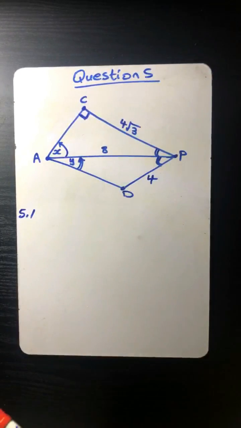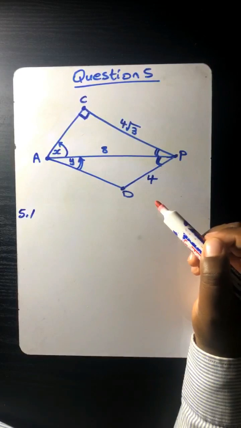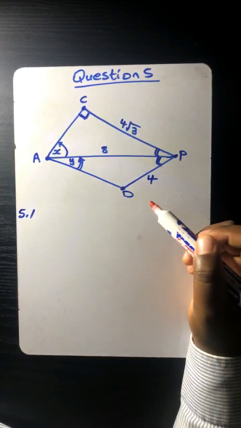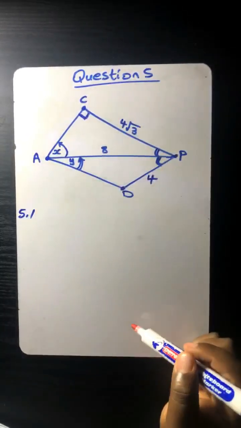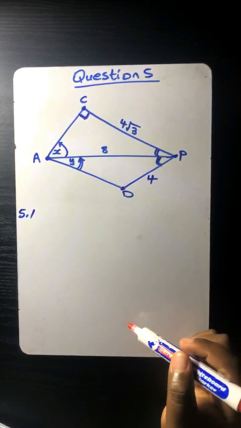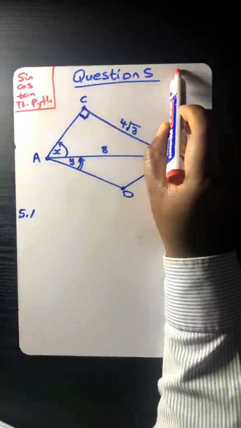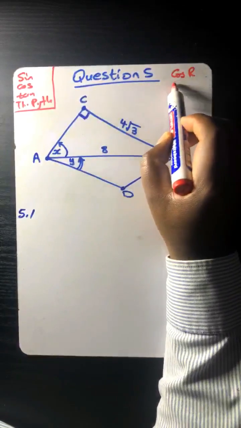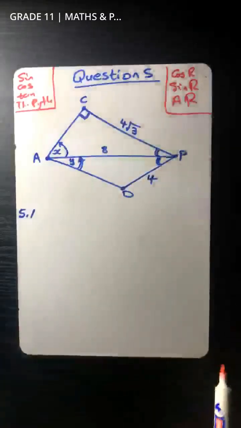I'm telling you guys, this is all that you need to ask yourself. What type of triangle am I dealing with? Is it a right angle triangle, or is it just a triangle? If it is a right angled triangle, that means you can use sine, cos, tan, or the theorem of Pythagoras. If it is just a triangle, then you can use the cosine rule, the sine rule, the area rule. I think it's going to make it easier that way.